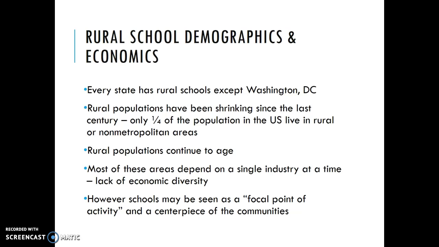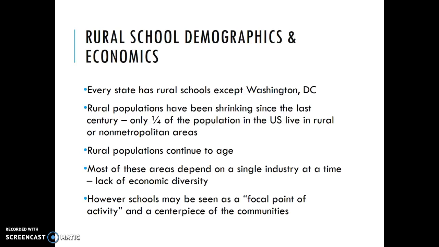The next slide, we're going to first talk about rural schools in general, and then we're going to dive into gifted education in those areas. So just an overview of rural school demographics and economics. Every state in the United States has rural schools except the area of Washington, D.C. Rural populations have been shrinking since the last century, so only 1/4 of the population in the U.S. today live in rural or non-metropolitan areas.